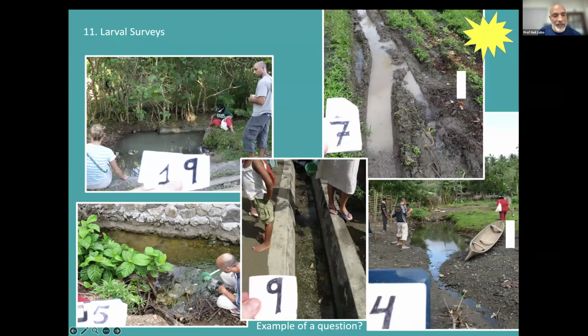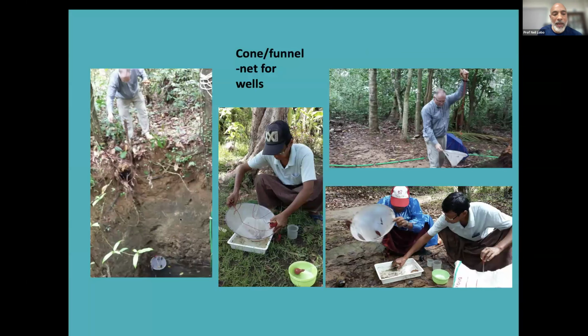And here's an example. I think I showed this to you all before, where we have multiple larval sites at a site in Halmahera in Indonesia, and each one of these either had or did not have larvae in them. And of course, there's a cone or funnel net for wells. This sampling method enables us to capture mosquitoes at rest in wells. Thank you, Leo, for these pictures. I've actually never used this sampling method. And you can actually see Leo on the top right using this method.